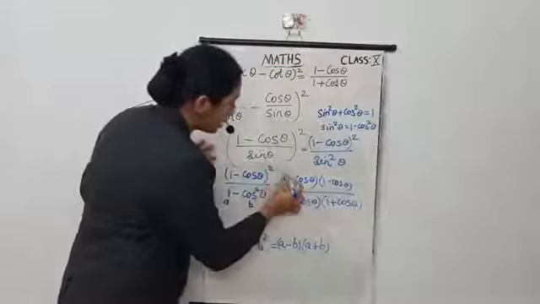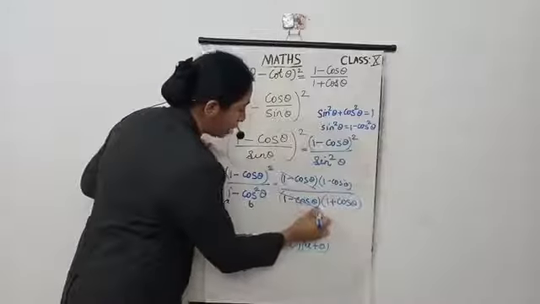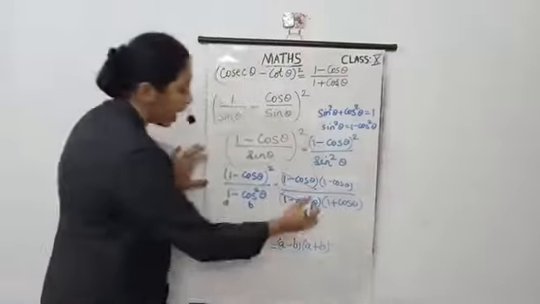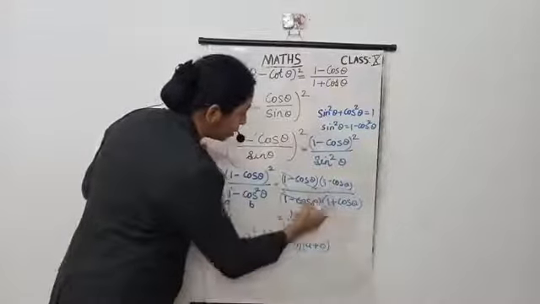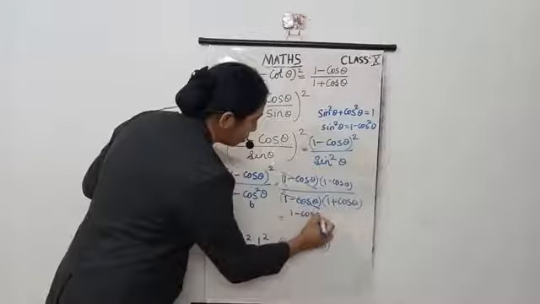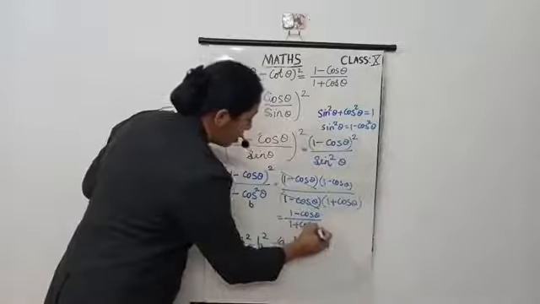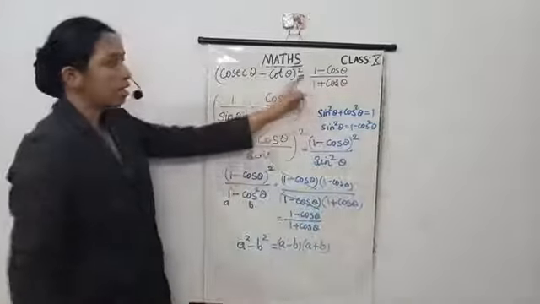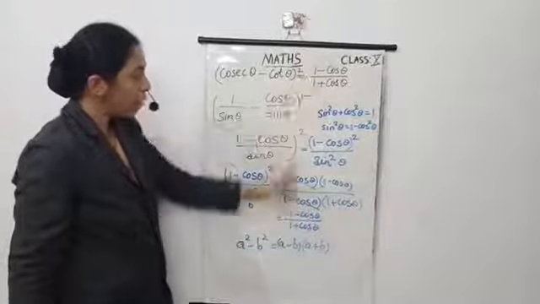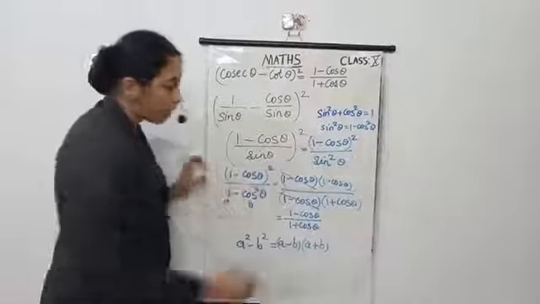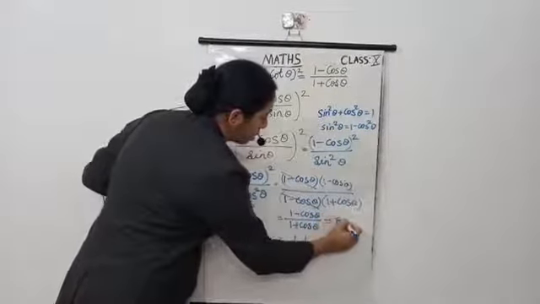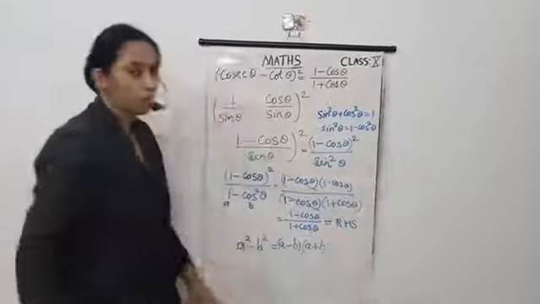Now we can cancel this 1 minus cos theta and this 1 minus cos theta, and finally we get numerator 1 minus cos theta by denominator 1 plus cos theta. Now look at RHS. RHS is (1 minus cos theta) by (1 plus cos theta). We get that answer. So this is equal to RHS, hence proved.